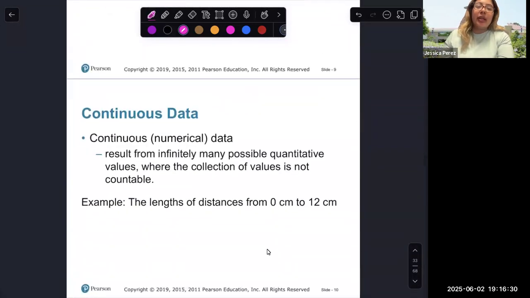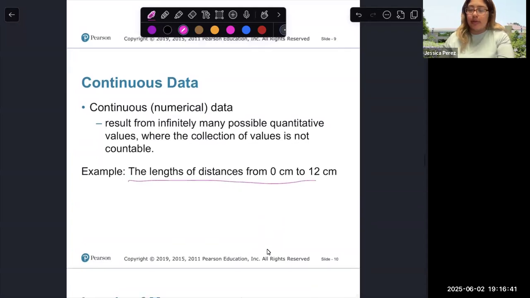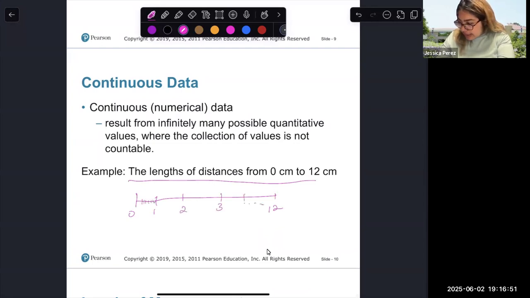Whereas continuous numerical data can result in infinitely many possible quantitative values, where the collection of values is not countable. You might say the length between 0 to 12 is countable. But wait a second. If we have 0 to 12 centimeters, within each centimeter there are little tiny measurements like 0.001, 0.0001, and so on and so forth, which can go on infinitely many times. So that can result in infinitely many possible quantitative values.